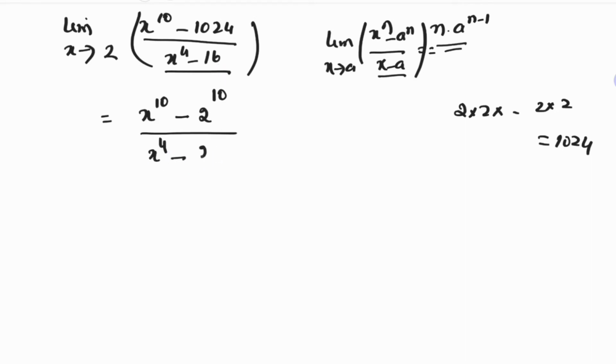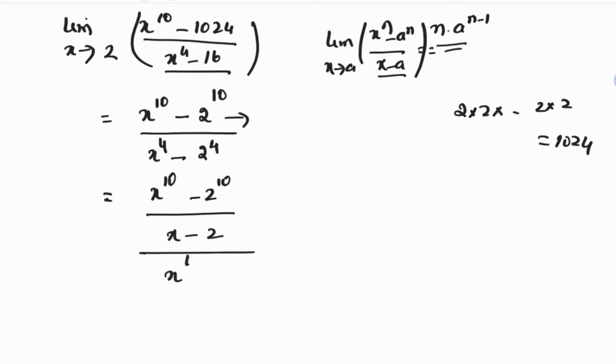16 is nothing but 2 to the power 4, right? 2 into 2 into 2 into 2. Now we cannot apply the theorem here, because for the theorem it should be of this form, right? We should get x minus a, that means x minus 2, because a is 2 here. And here also we should have x minus 2. Only then we can apply this theorem.